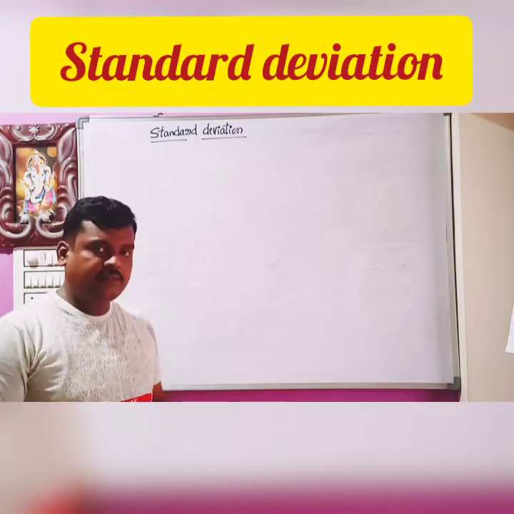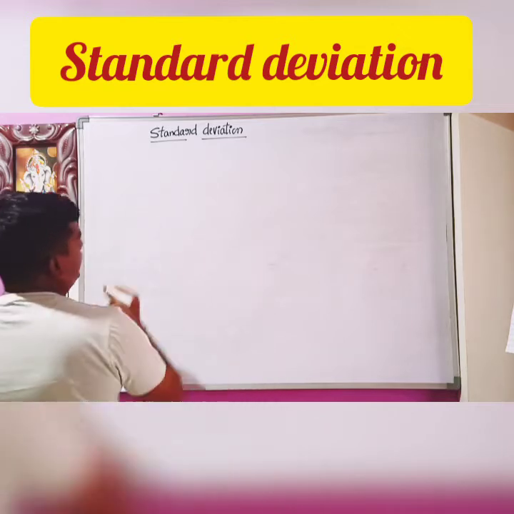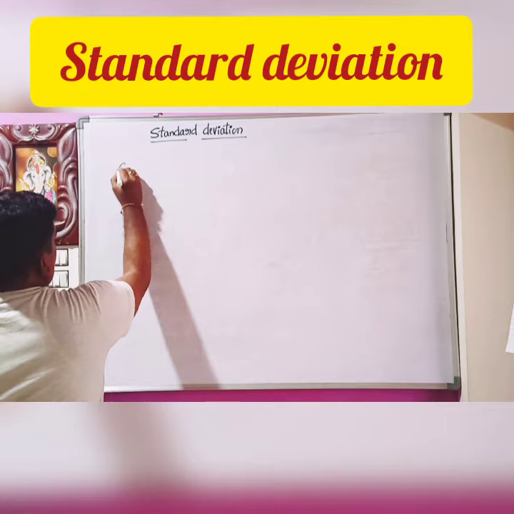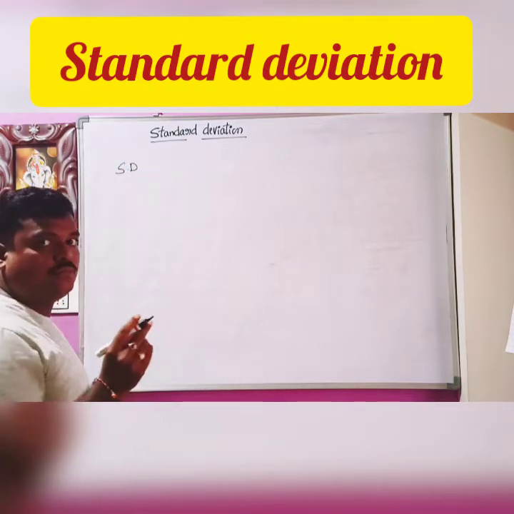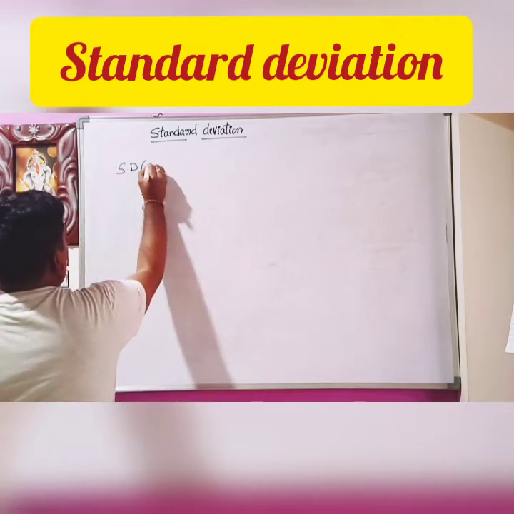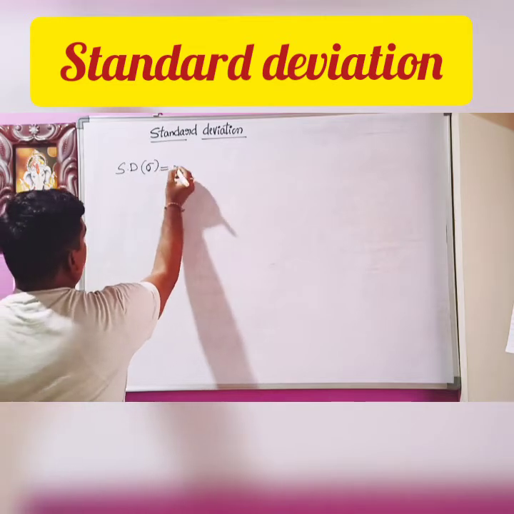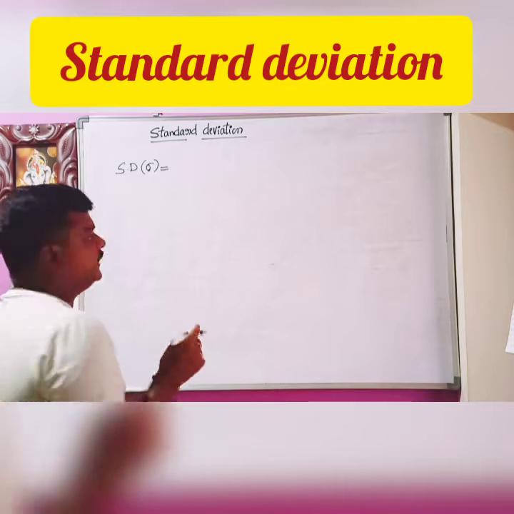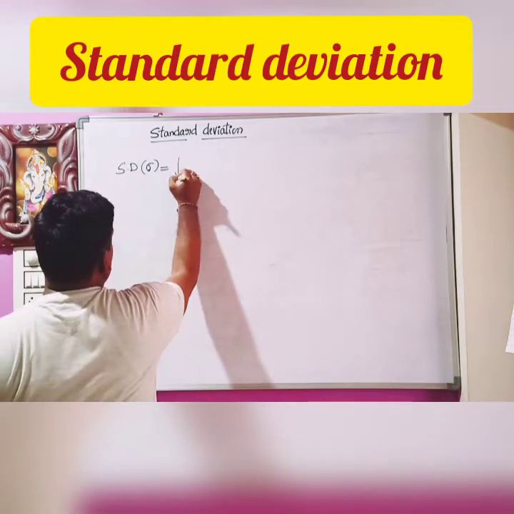Everyone, now we discuss the standard deviation. For this we have a symbol, and we denote it as SD for short form. The symbol for this is sigma. We use the formula for ungrouped data and for grouped data. First we discuss the ungrouped data.